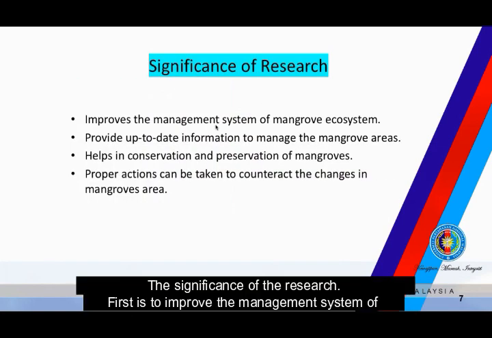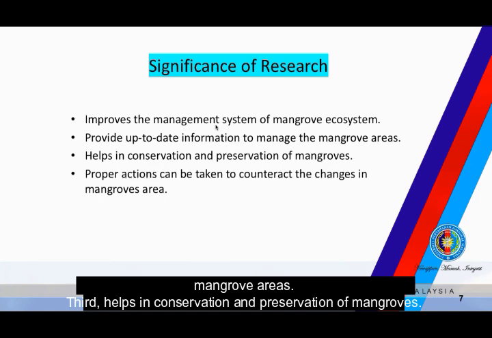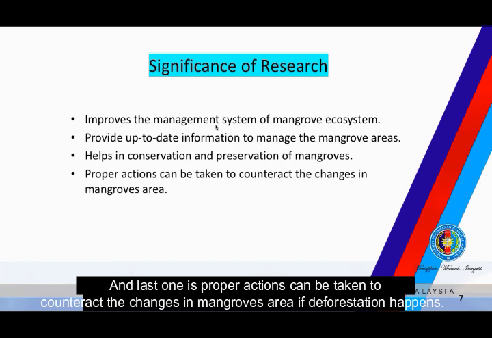The significance of the research. First is to improve the management system of the mangrove ecosystem. Next is to provide up-to-date information to manage the mangrove areas. Third, it helps in conservation and preservation of mangrove. And last one is that proper actions can be taken to counteract the changes in mangrove area if deforestation happens.